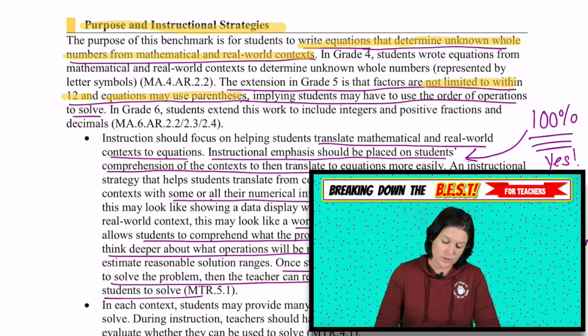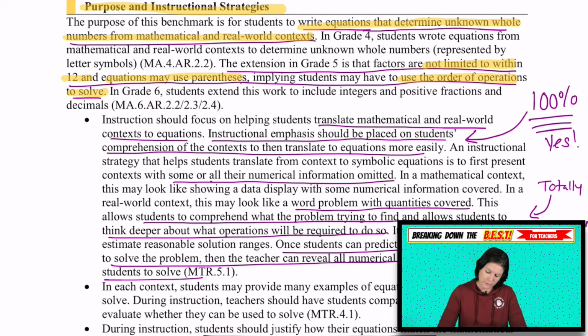And equations may use parentheses, implying that students might have to use the order of operations to solve, as we saw in that example. Here I just wrote 100% yes to the fact that instructional emphasis should be placed on students' comprehension of the context to translate equations more easily.